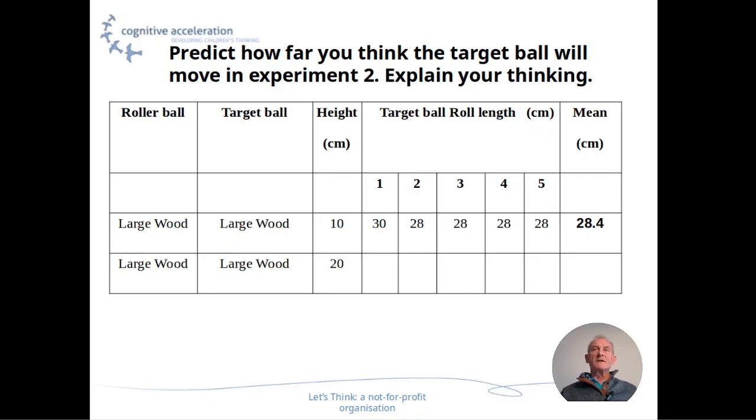Now you've watched the video and seen the 5 repeats of this experiment, and these are the results in the table with the mean distance moved along the track of the target ball. As we said previously, you're now going to be asked, if we increase the height that the roller ball is dropped, again, it's a large wooden ball striking a large wooden ball as the target ball, make a prediction of how far you think the target ball will move along the track, and give an explanation.